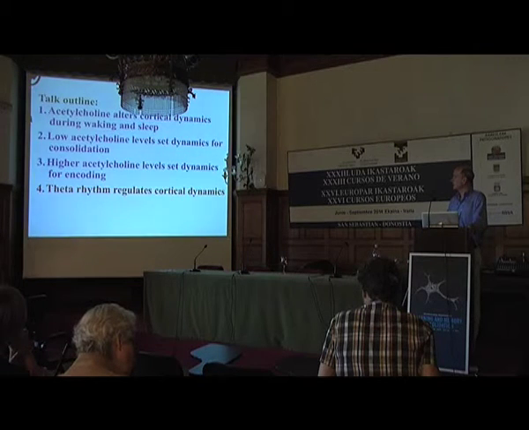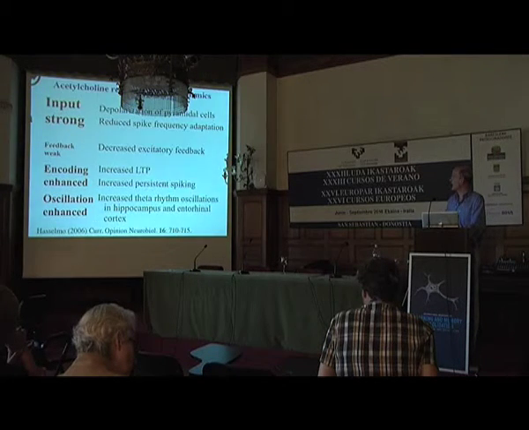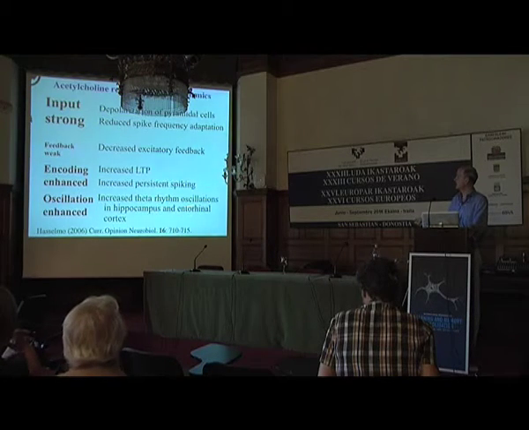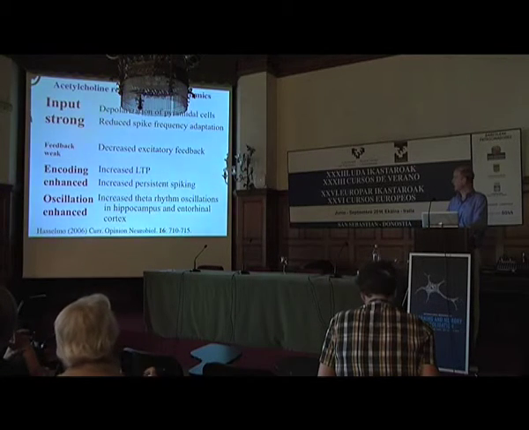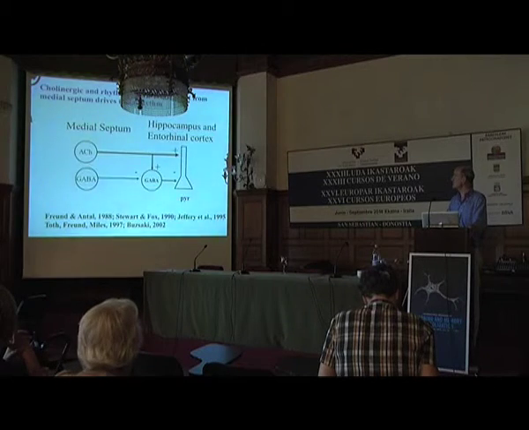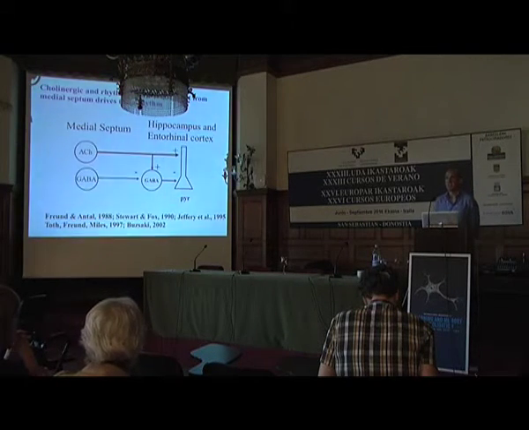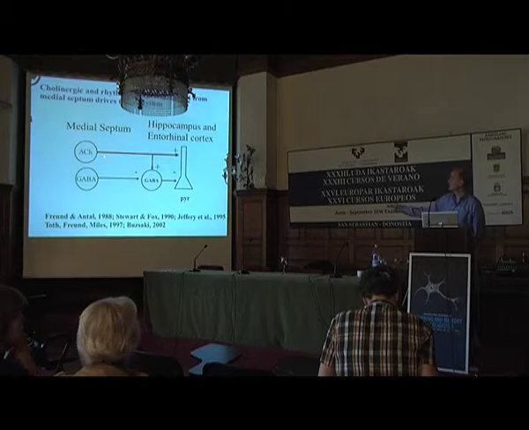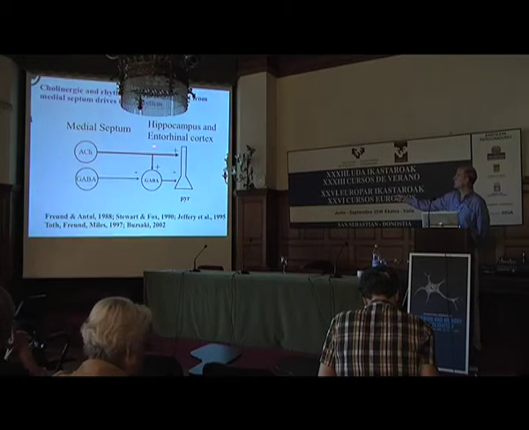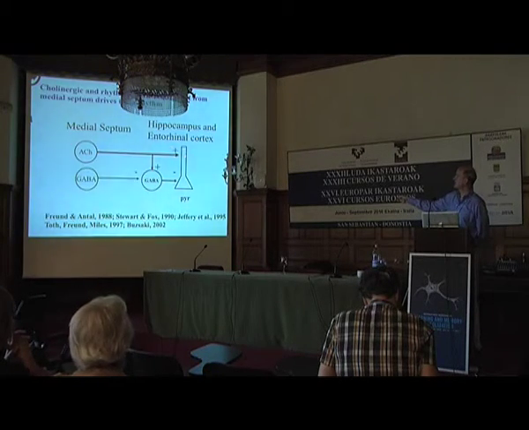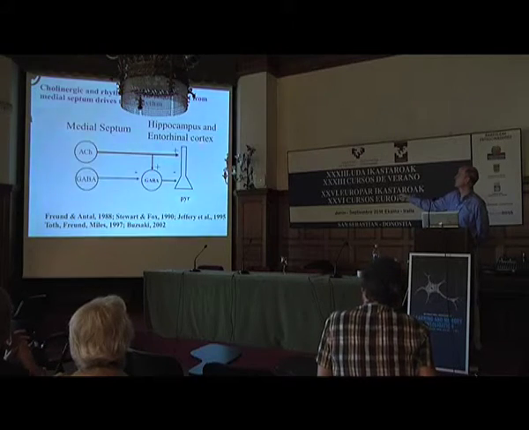Theta rhythm is very prominent within the hippocampal formation and entorhinal cortex in association with learning in a variety of tasks. And it's been shown that acetylcholine actually enhances theta rhythm oscillations in the hippocampus and entorhinal cortex. So this is due to this input from the medial septum. I mentioned that the medial septum provides cholinergic input to the hippocampus. It also provides cholinergic input to the entorhinal cortex.